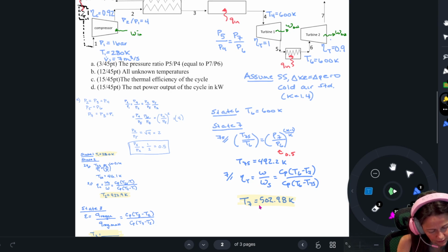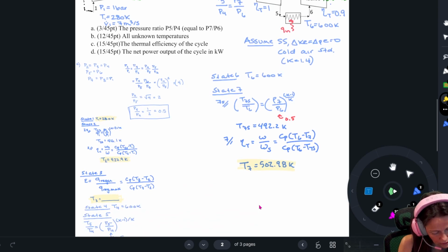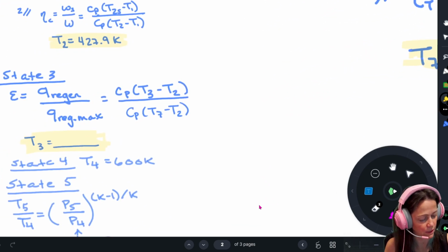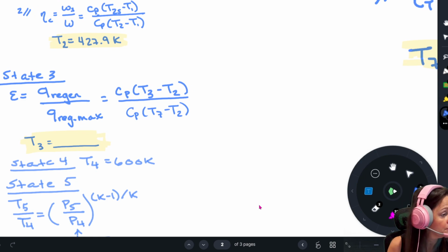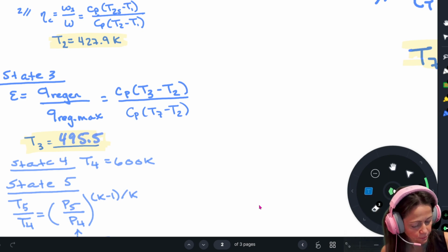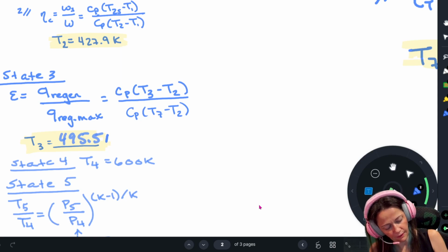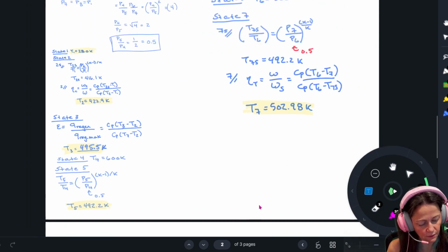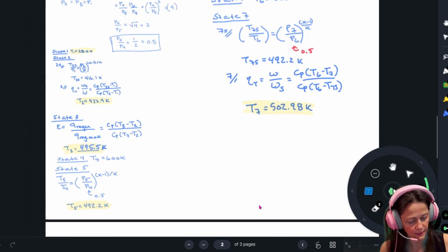All right, and so at this point, what was it that I needed to know? That's right, I've got T7, so at this point, I can plug things in for T3. So T3 is 495.5 Kelvin. Perfect. All right, and then the very last thing I needed to do was get state 8.